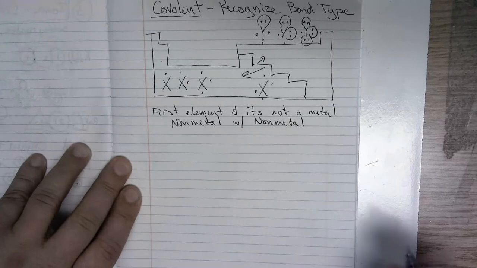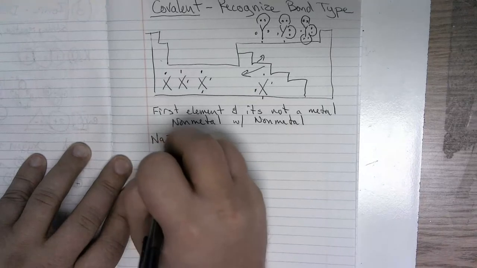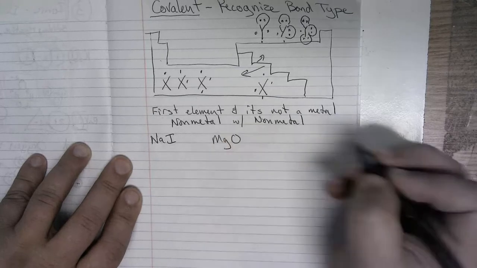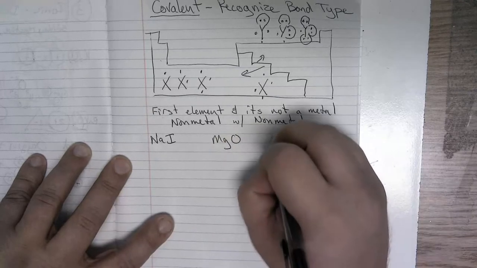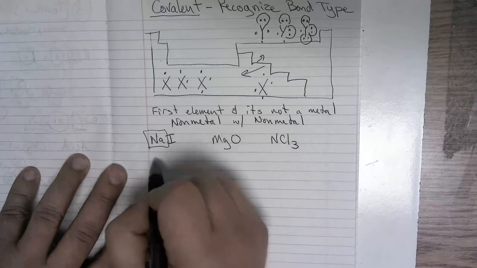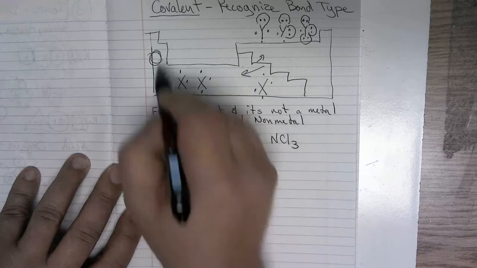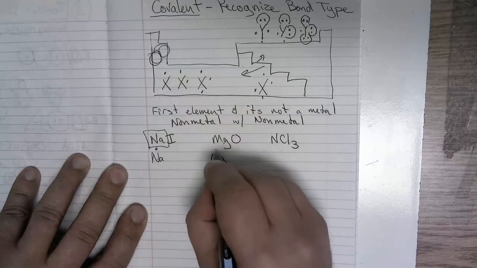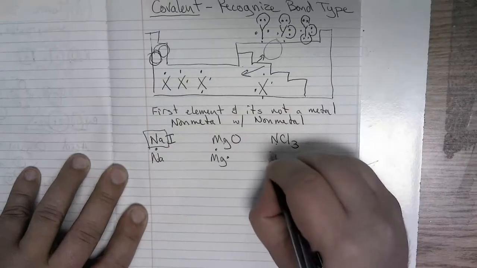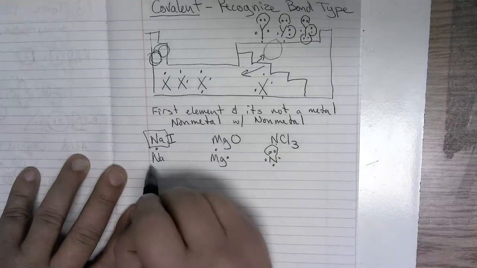So for example, if I gave you 3 random substances, one is NaI, another one is, let's say, MgO, and a third one is NCl3. I look at the first element. Sodium is way over here, and it has 1 dot. Magnesium is over here, and it has 2 dots. But nitrogen is over here, and it's got 5 dots and a lone pair. Like that. Sodium and magnesium are both metals.